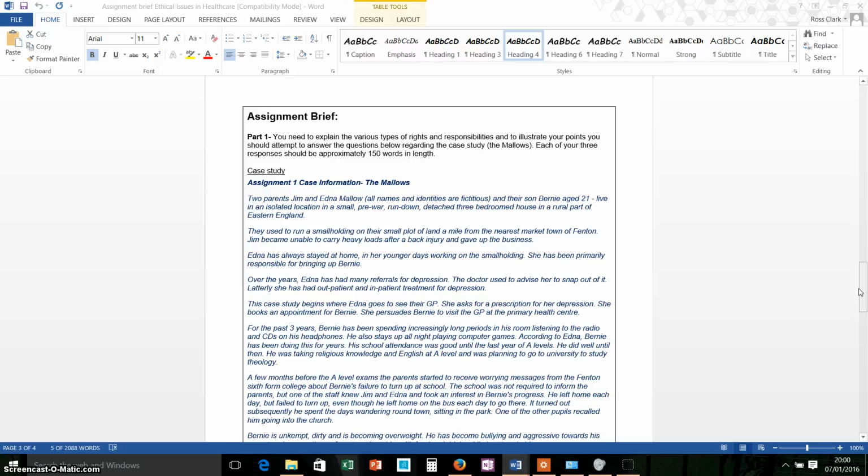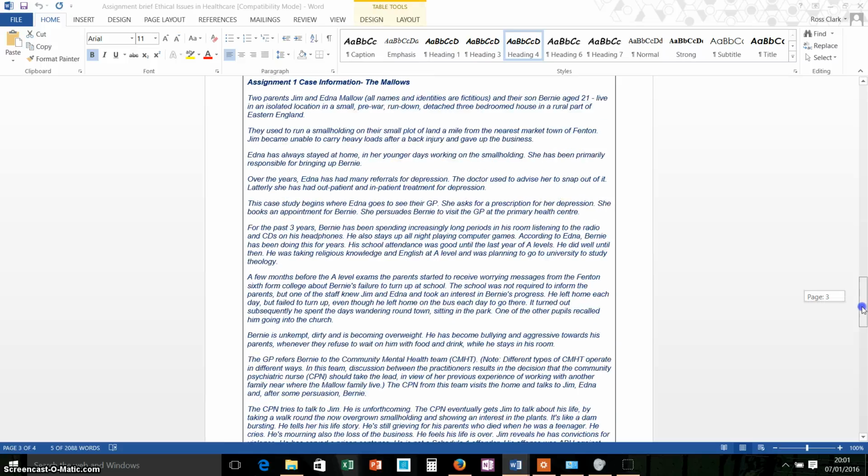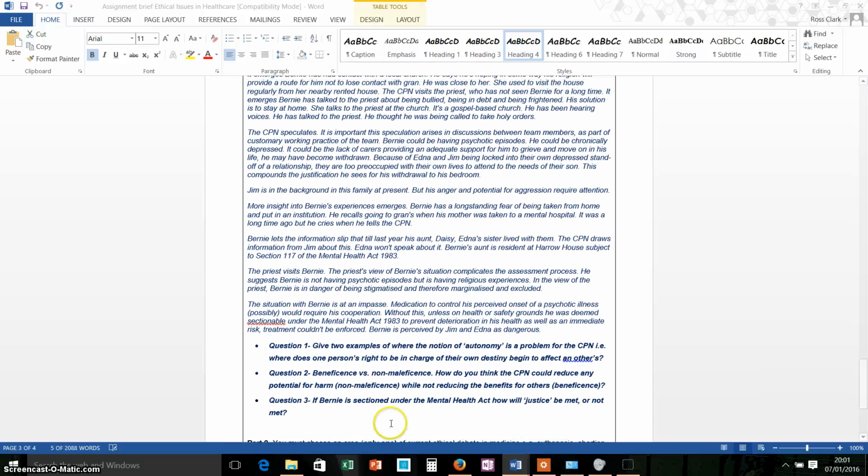Now in part one, basically you're dealing with a case study. It's about a family, they're called the Mallows. I'm not going to read through it all. I'm sure you can read it yourselves, but basically it's a number of ethical dilemmas that a community psychiatric nurse has to deal with when she's trying to help this family. And after the case study, you're asked to answer these three questions here.